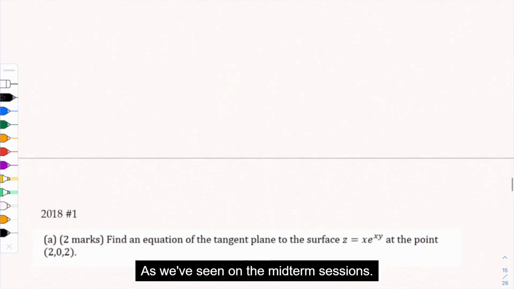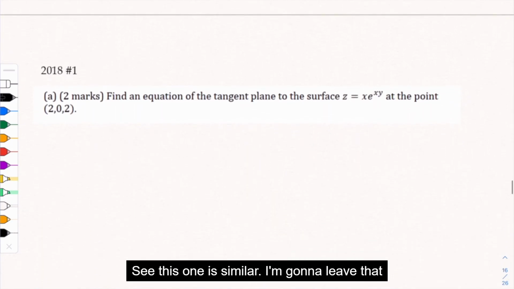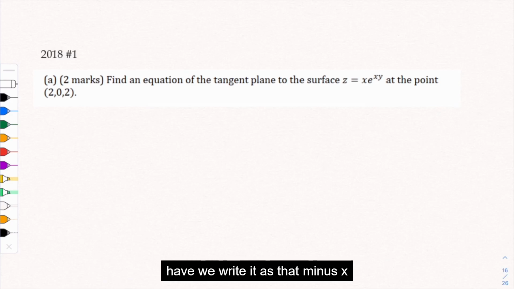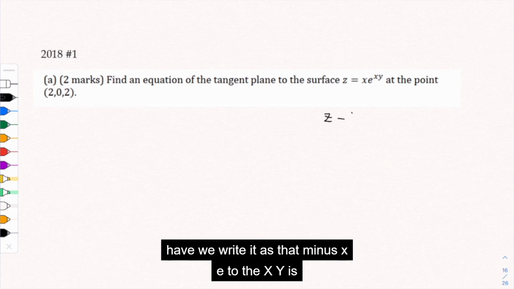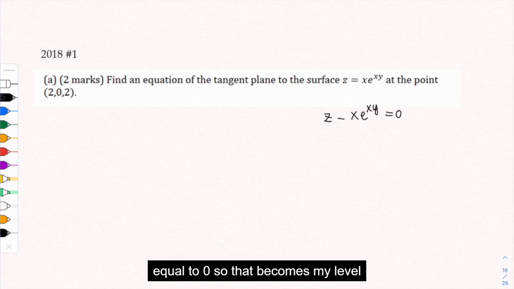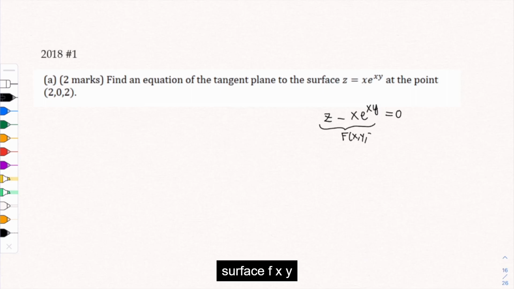As we've seen in the midterm sessions, this one is similar. I'm going to leave that up to you. This one is exactly the same. So we write it as z minus x e to the xy is equal to 0. So that becomes my level surface f(x,y,z) equals 0.